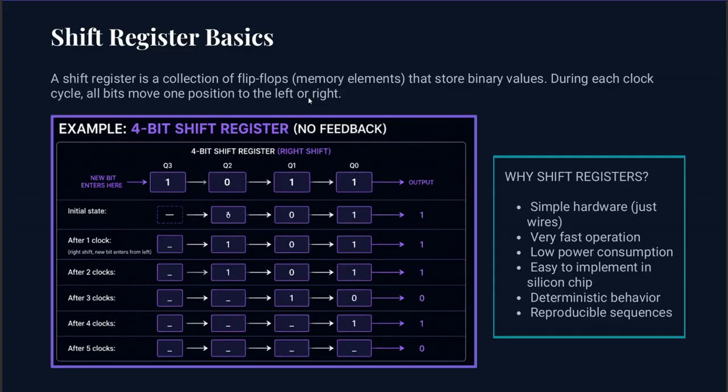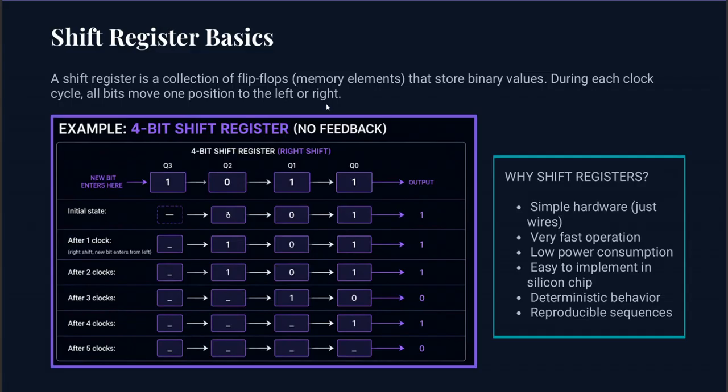To understand LFSR, we first need to understand shift register. A shift register is a collection of flip-flops connected together to store binary values. Each flip-flop stores exactly one bit, either 0 or 1. When a clock pulse occurs, all the stored bits move one position either to the left or to the right. This movement is called shifting.